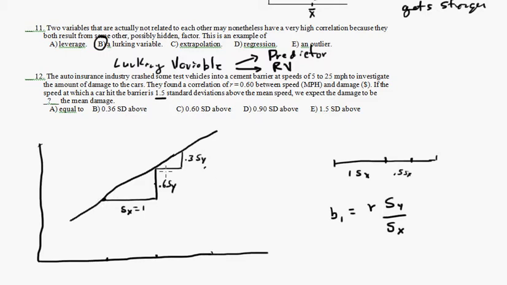So that would be sx equals 0.5. So if we did the whole thing, if we went over this much, we would go up 0.6 sy plus 0.3 sy, so it would be 0.9 sy. So the answer would be right here, D.